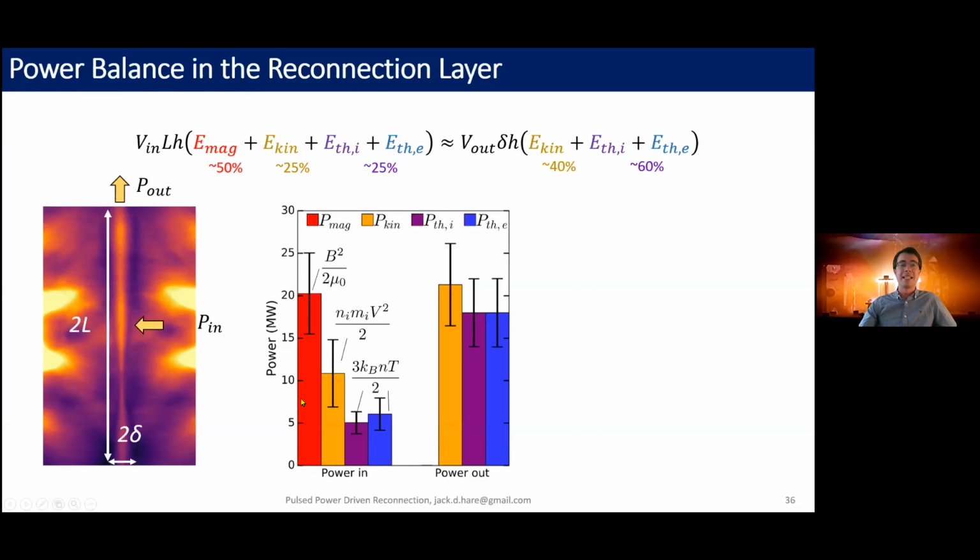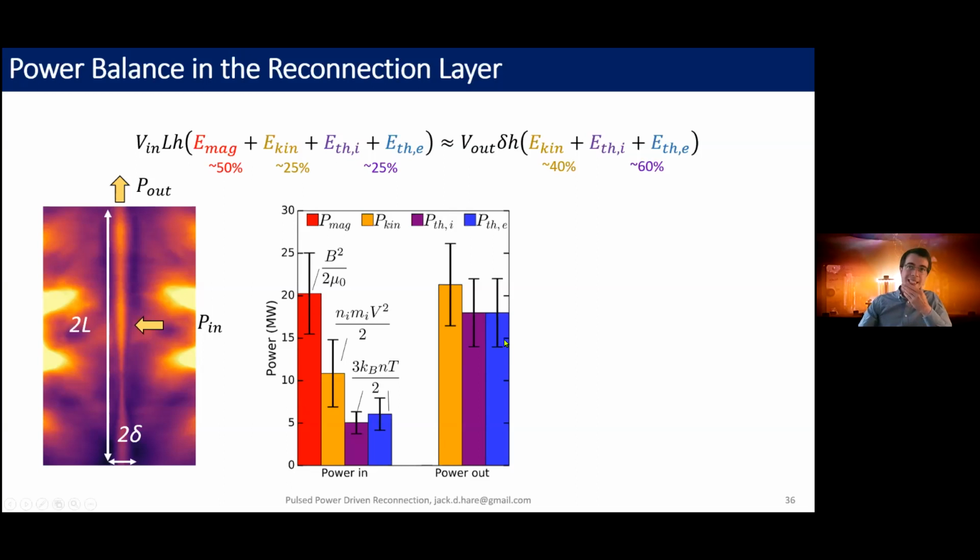Well, it has to be the magnetic energy, because that's the largest component in the inflows. So now we know where that energy comes from. Another question then is, how does it get there? What is the actual mechanism which converts this magnetic energy into this thermal and kinetic energy?